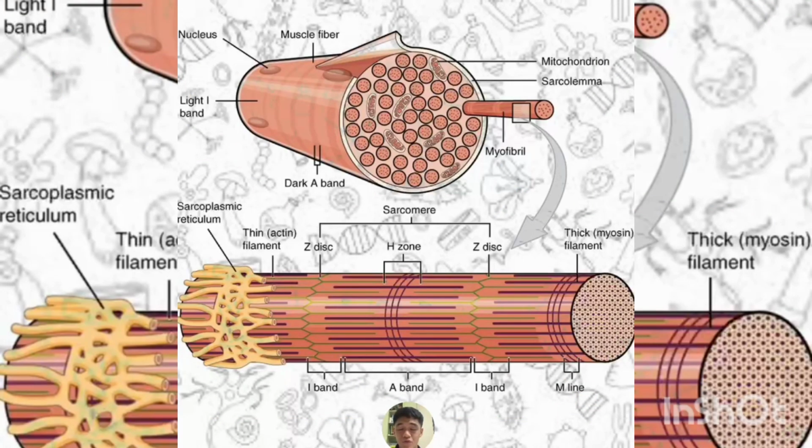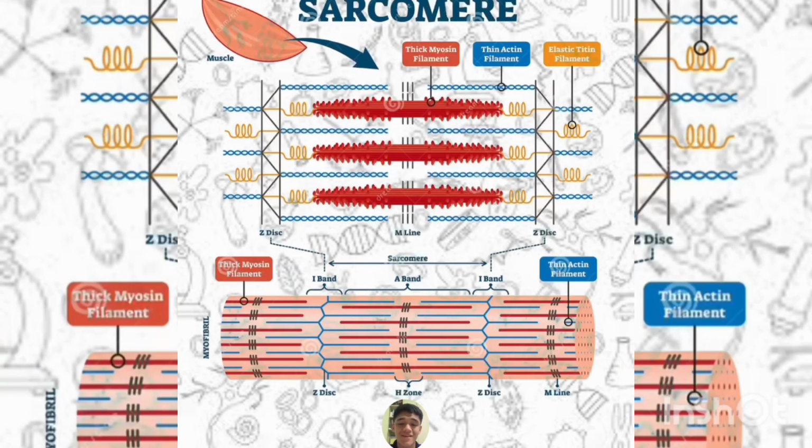This one is myofibril. Myofibril is a cylindrical organelle running the length of the muscle fiber that contains actin and myosin filaments. Okay, the second one is sarcomere. Sarcomere is the functional unit of a myofibril that is divided into I bands and H bands.